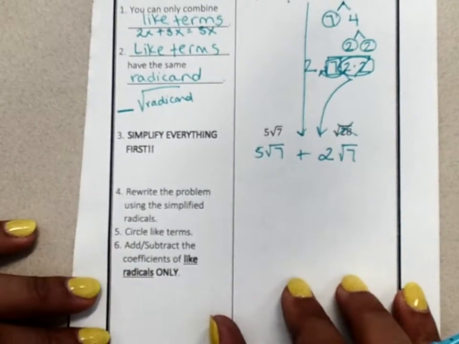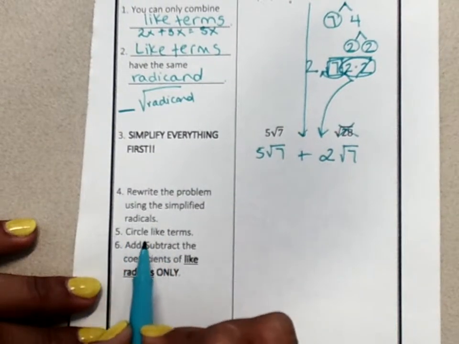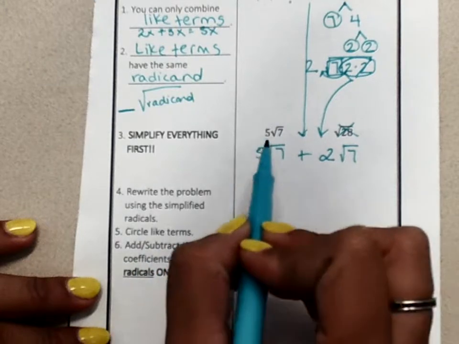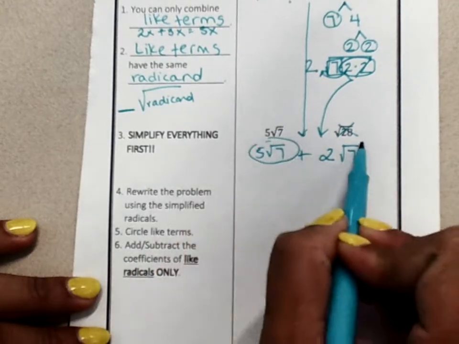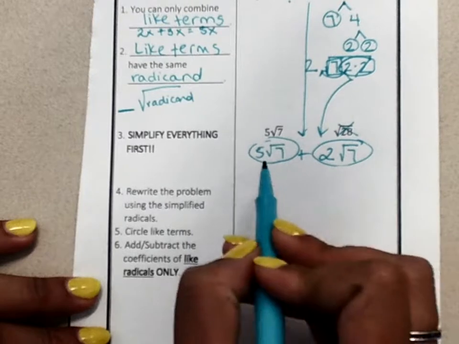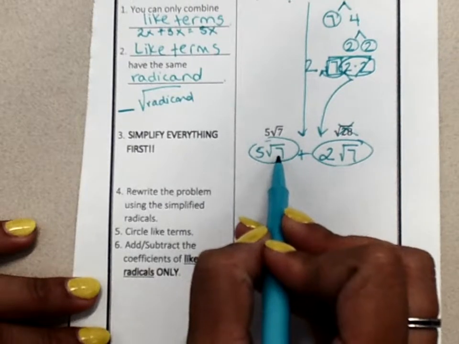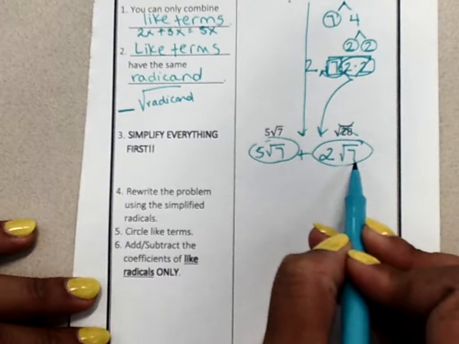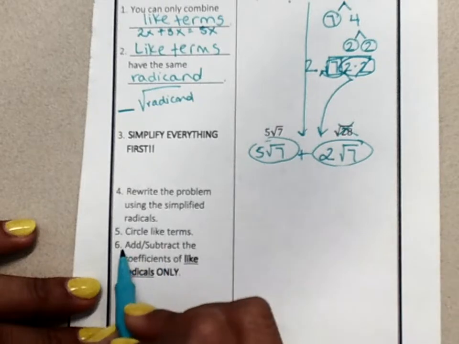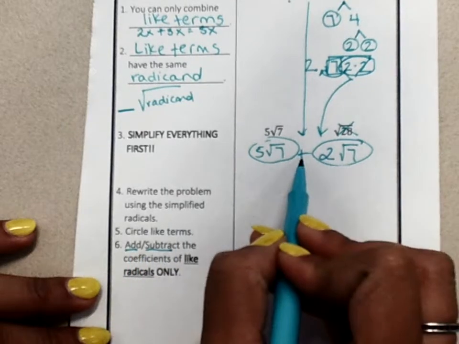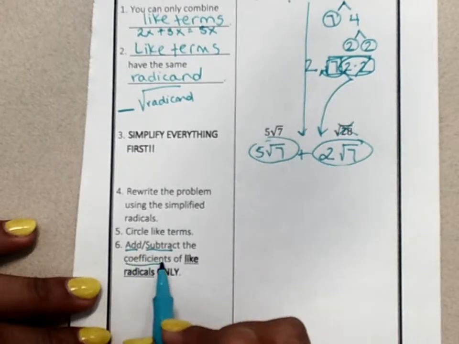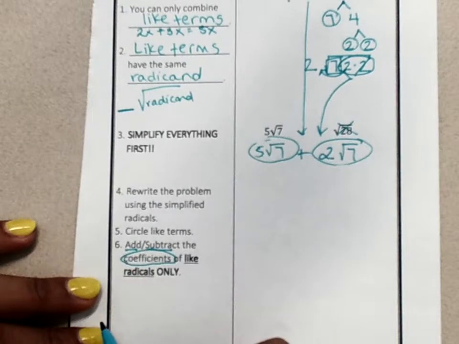We are now on step 5, where we can circle the like terms. Well, they're both like terms because now we have the same inside number, root 7 and root 7. This means I can add or subtract, in this case we're adding, the coefficients of like radicals.